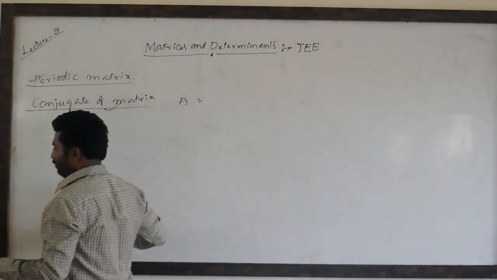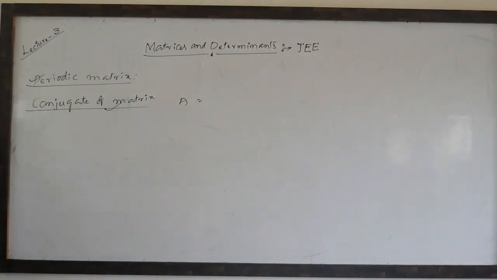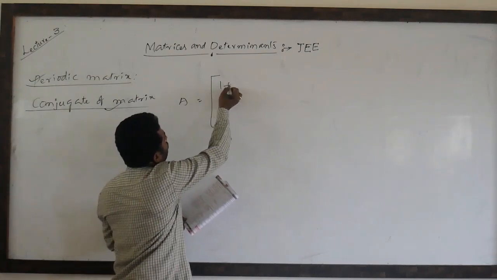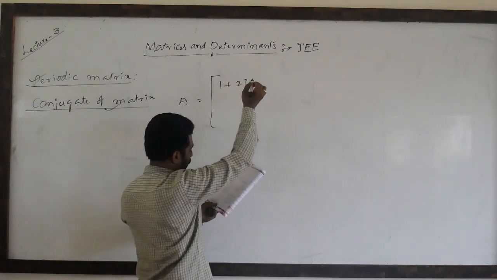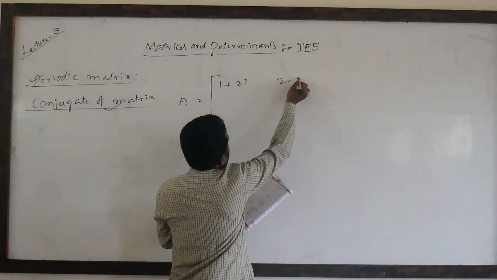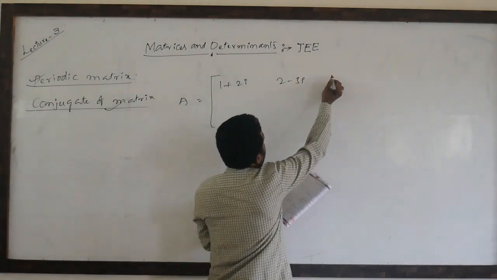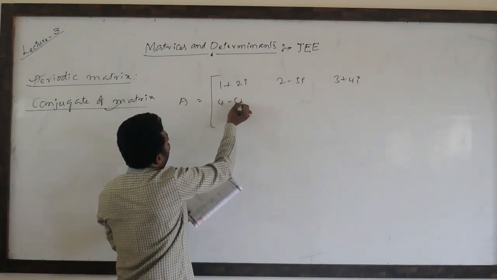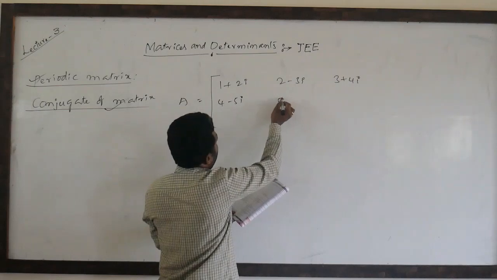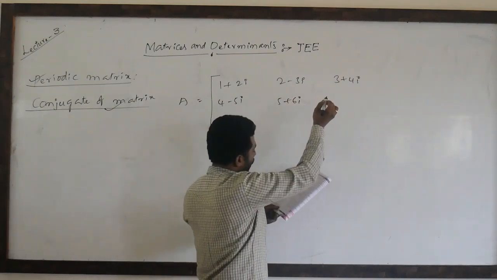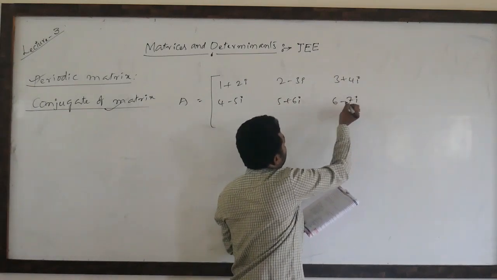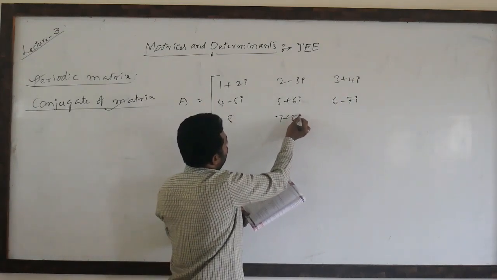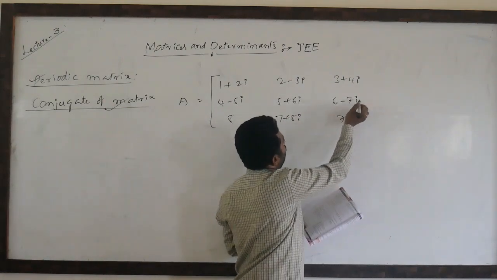A equals the matrix with entries 1 plus 2i, 2 minus 3i, 3 plus 4i, 4 minus 5i, 5 plus 6i, 6 minus 7i, 8, 7 plus 8i, and 7.